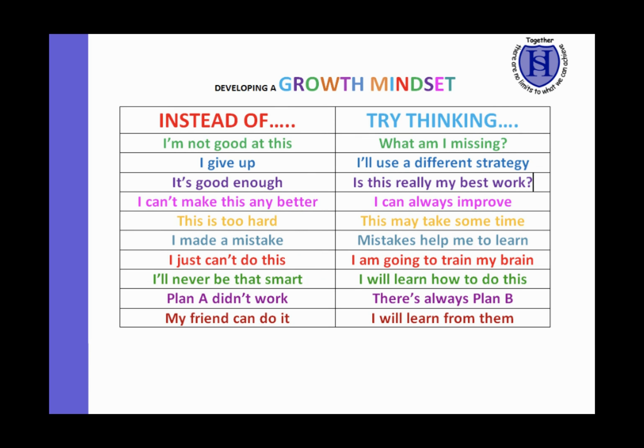So when you develop a growth mindset, instead of I'm not good at this, try thinking, what am I missing? If you say I give up, you can try thinking, I'll use a different strategy. Instead of it's good enough, you say, is this really my best work? Does this represent the best of me? Instead of I can't make this any better, you say, I can always improve. I will tell you that I never stop improving.